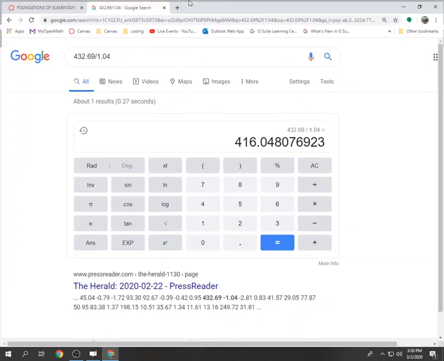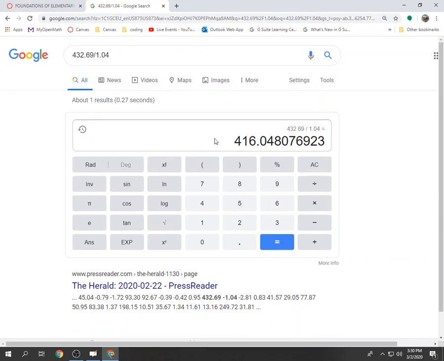So I'm just going to show a couple things on my calculator here. There's a couple ways to look at it. Okay, so you have an error in that calculation somewhere. So let's just go over this for a sec. Up in the search bar at the top here, I typed the 432.69 and I just said please divide by 1.04 again. And that gave me 416.048 blah blah blah, which we rounded to 416.04.